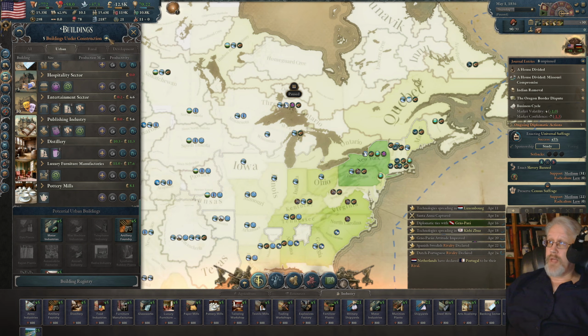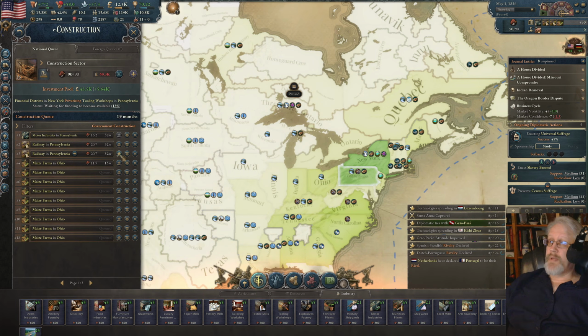And when I look at my build queue, let's put the railway first. And when the railway, well, actually it looks like they'll be done at the same time.